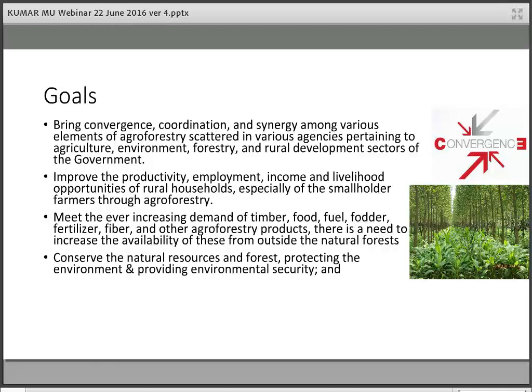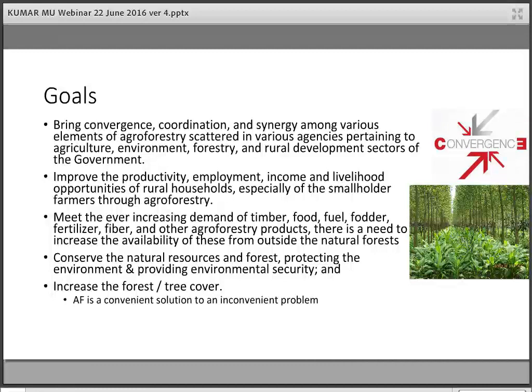Then conserve natural resources and forests, protect the environment and provide environmental security, and increase the forest tree cover, for which agroforestry is often regarded as a convenient solution to an inconvenient problem like deforestation or a shrinking forest resource base. Agroforestry, as I have mentioned earlier, is considered to be one of the approaches, one of the mechanisms by which the targeted area of 33% forest cover can be achieved in India.